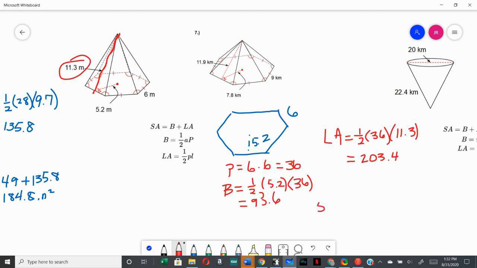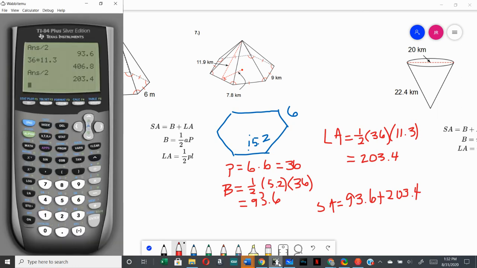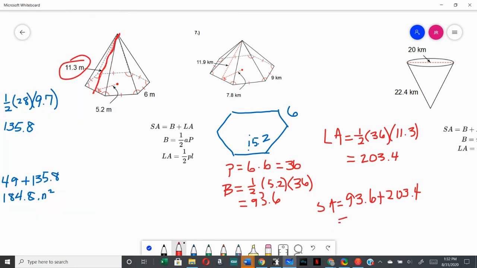And my surface area, again, I've got this one all set up, so all I have to do is add. I've just got my pieces. So it's my B, which is 93.6, plus my lateral area, which is 203.4. Again, pull my calculator back out. Already got 203.4. I'm just going to add 93.6. And that gives me 297, and this one's meters squared.